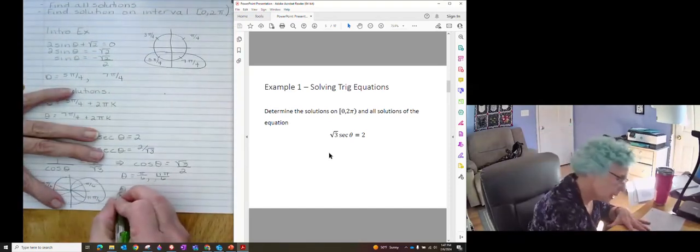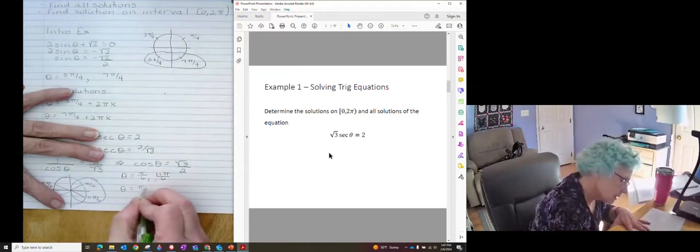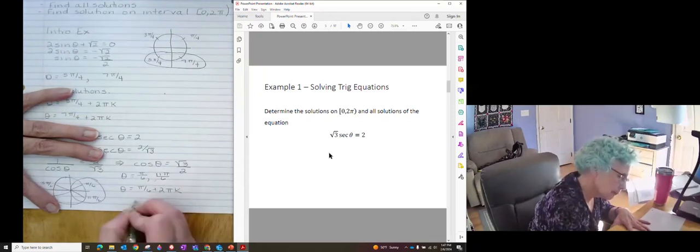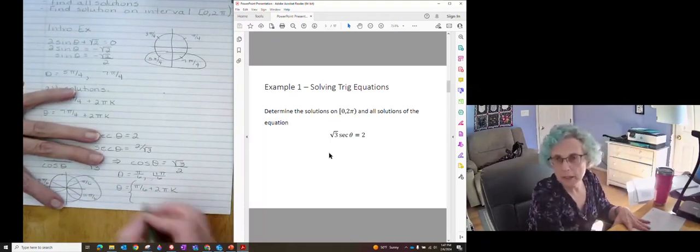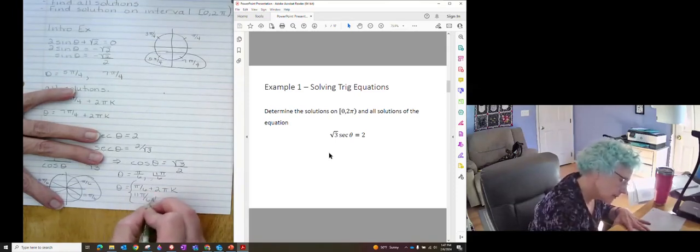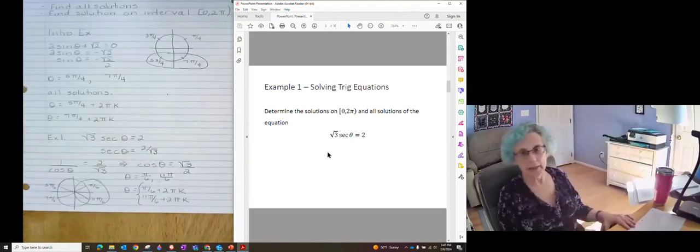Period is 2 pi. So theta is equal to pi over 6 plus 2 pi k, or, and I'll just use a curly bracket like we did on the last slide, 11 pi over 6 plus 2 pi k.